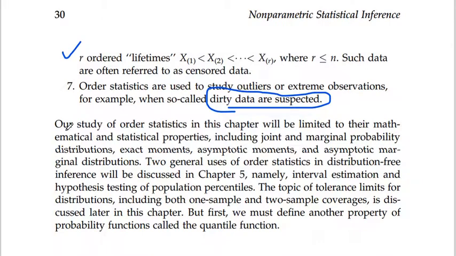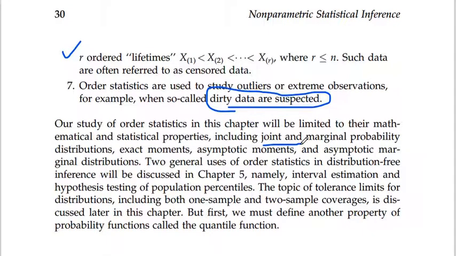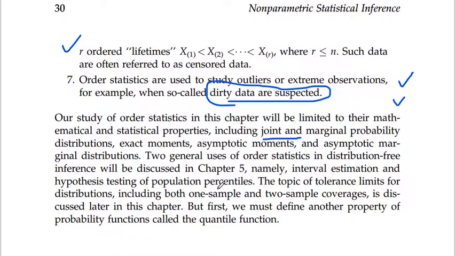Our study of order statistics in this chapter will be limited to their mathematical and statistical properties, including the joint and marginal distributions. In later tutorials, I will give you an introduction to how we can find the marginal probability and the joint probability for order statistics. We can discuss all of these as well.